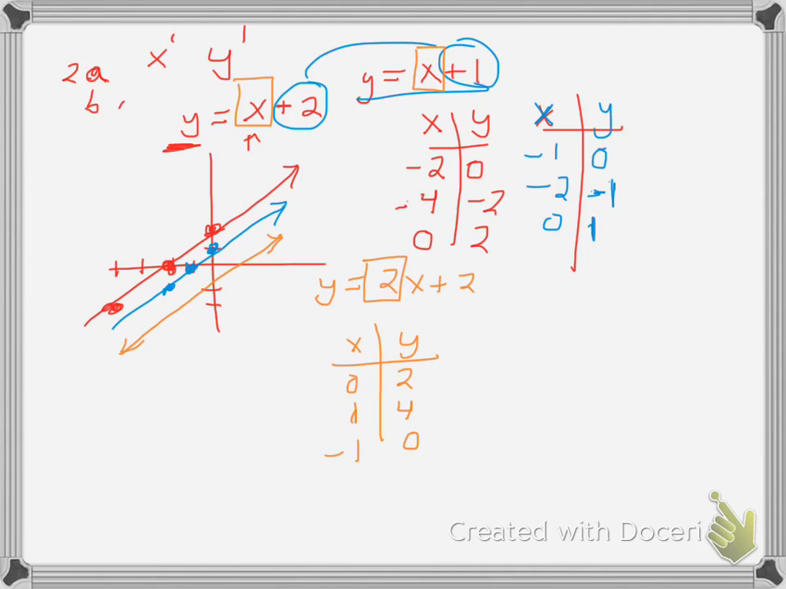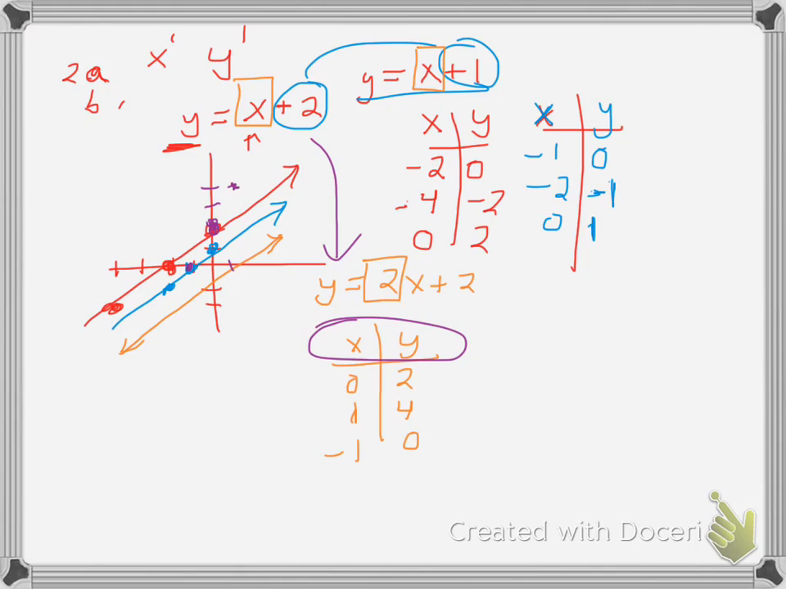Let's plot those three. I better choose another color since I've already used this orange. Okay, so I'm going to plot this in purple now. And I'm comparing it with red because it's the same equation as I had up here, except I've changed the constant in front of my x. Now let's see what happens. I've got 0, 2. Then I've got 1, 4. 1, 2, 3, 4. And I've got negative 1, 0.